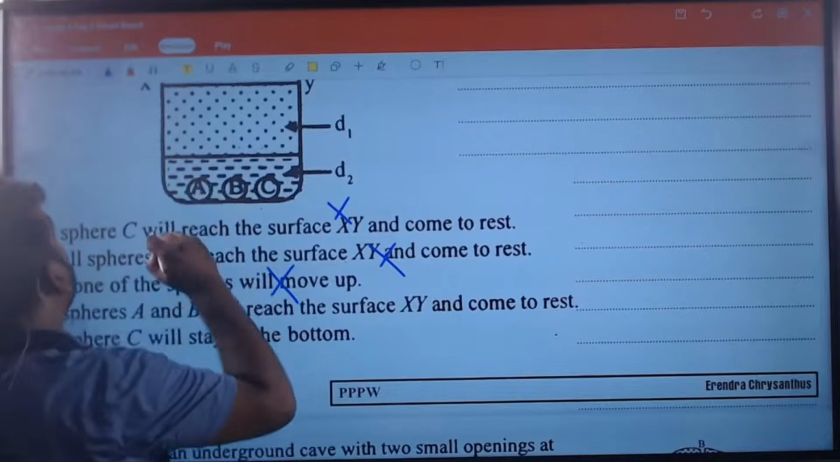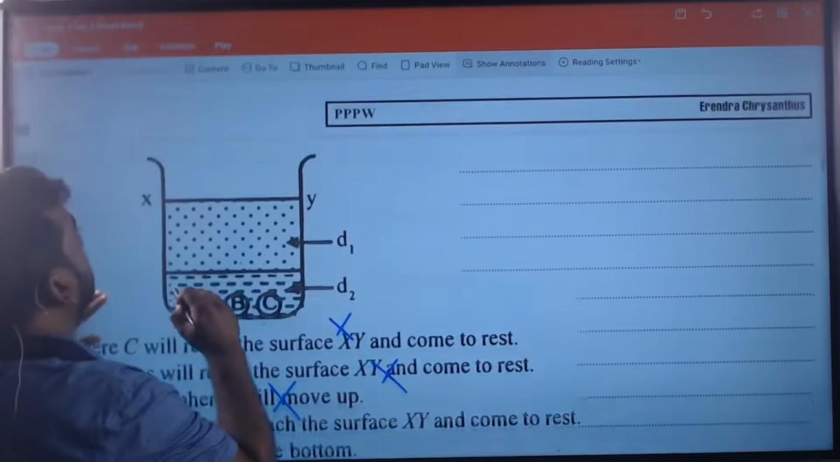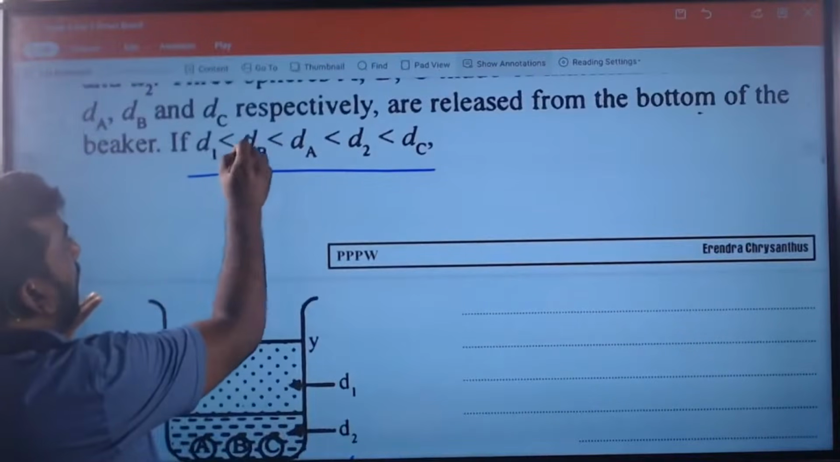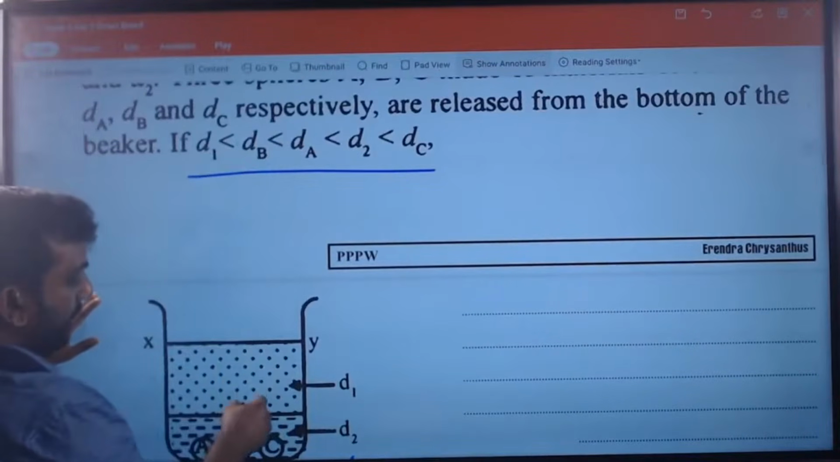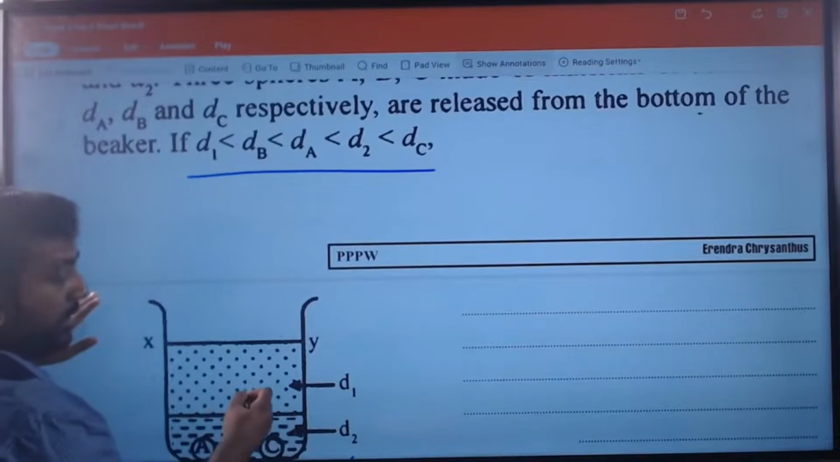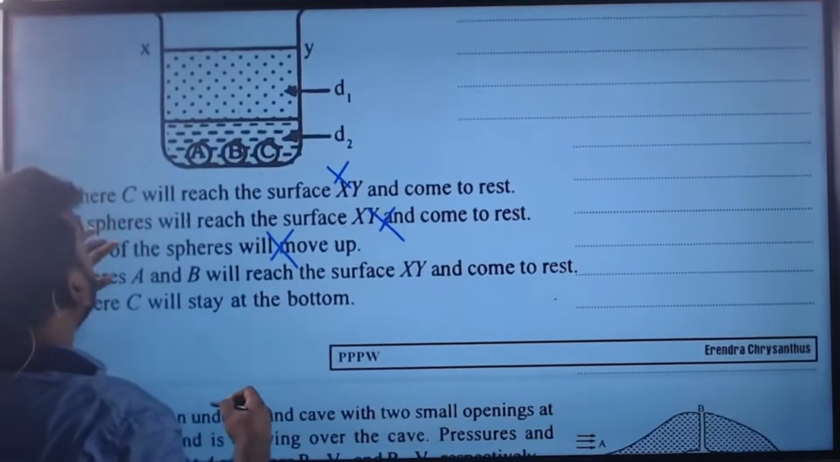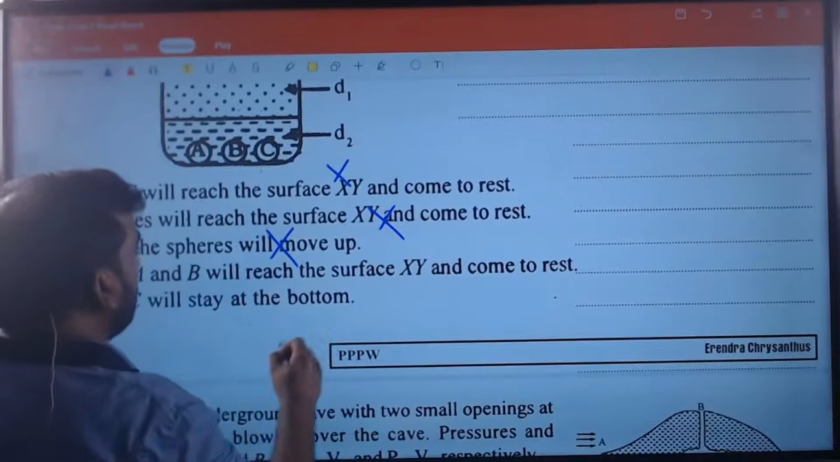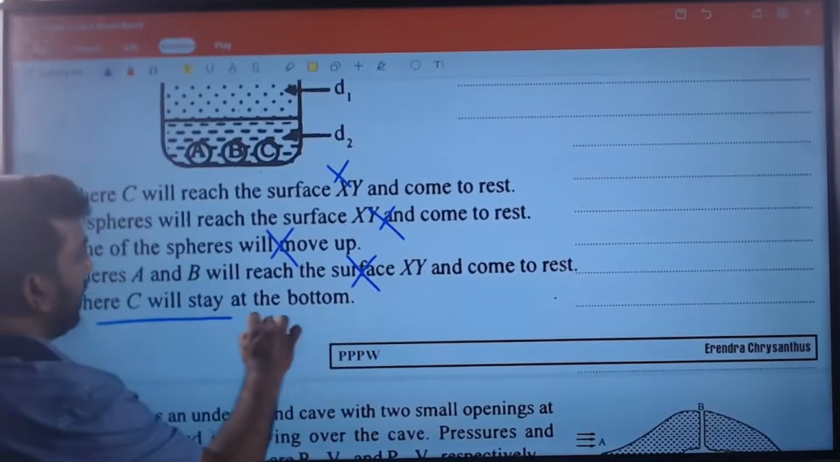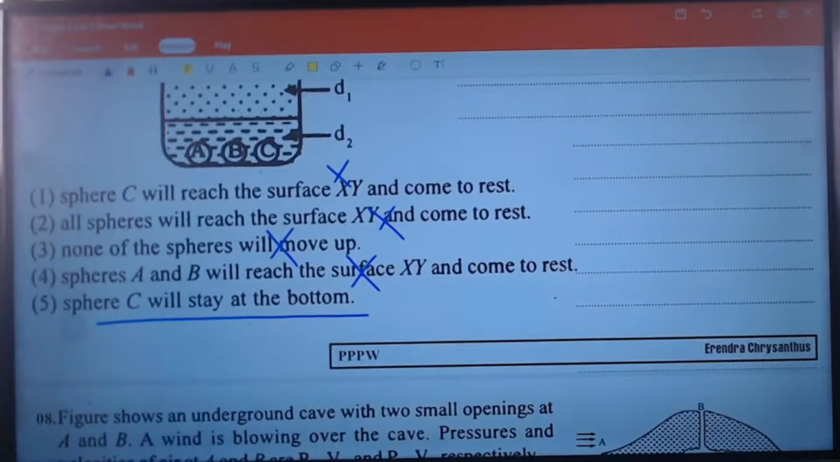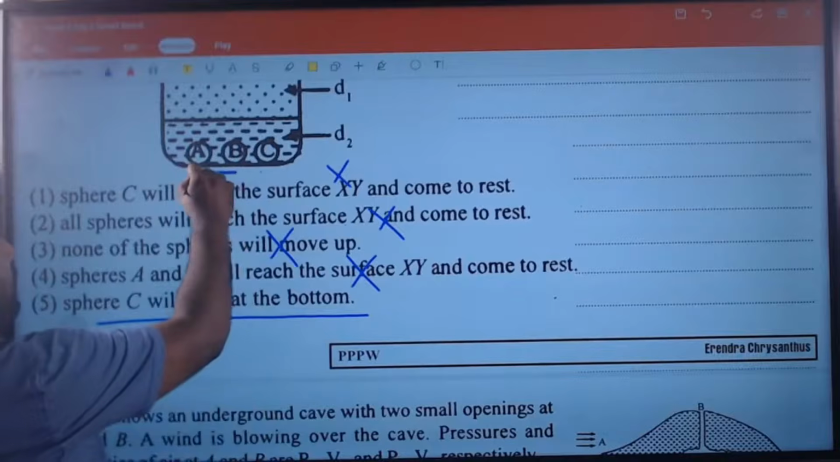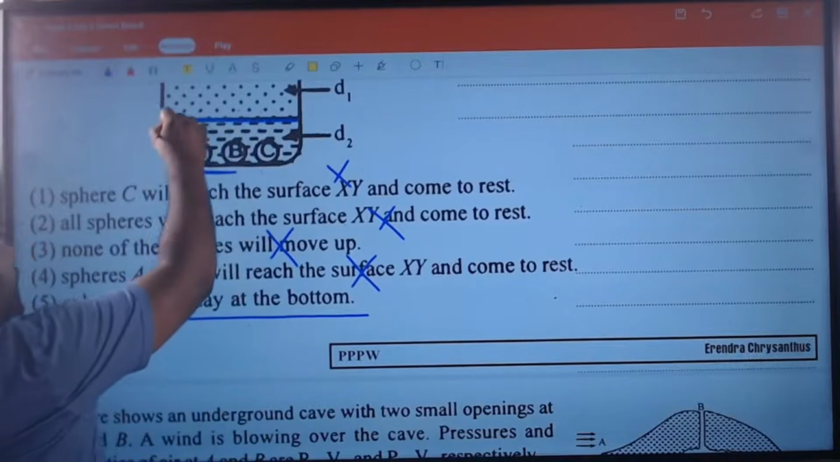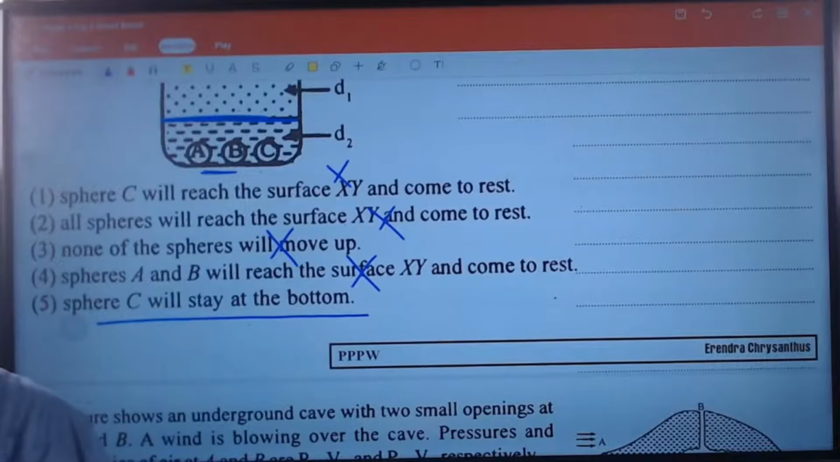Not to surface XY. Why not to surface XY? Because dA and dB are greater than d1. So it can't go up, it will be below, maybe at the interface, but not to the surface XY. So this is wrong. Only the correct statement will be answer number 5: A and B will move up to the common interface.